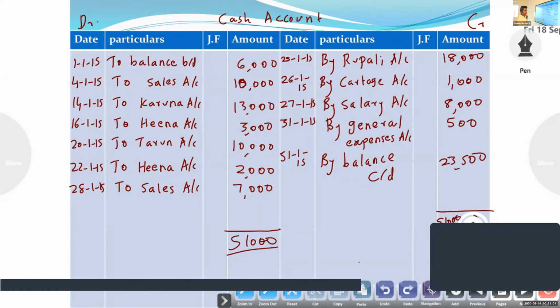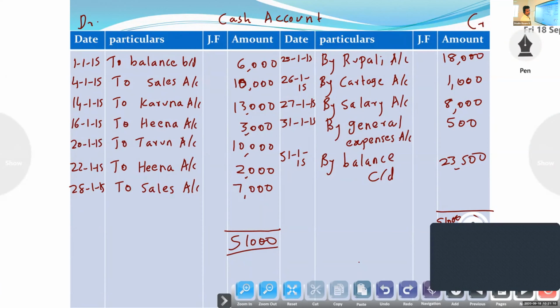So cash account is over. The debit side is more. That total you have to write on both sides. From that you have to minus the credit side. That will be the closing balance.